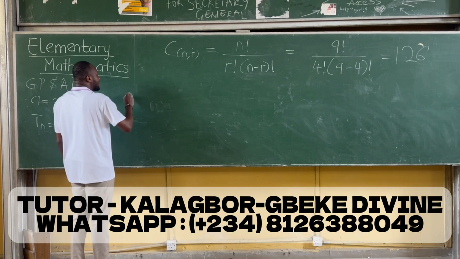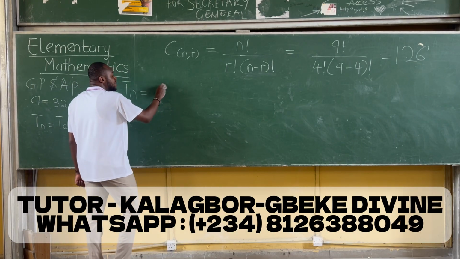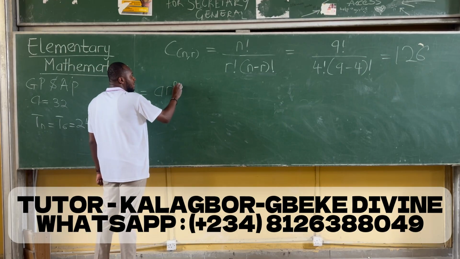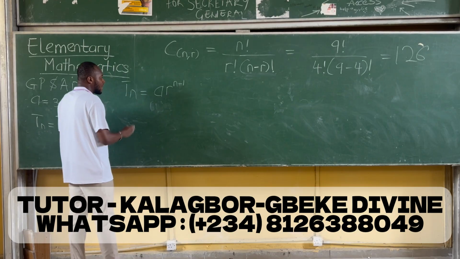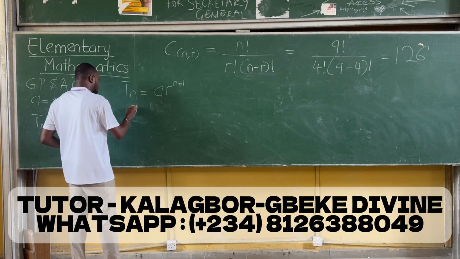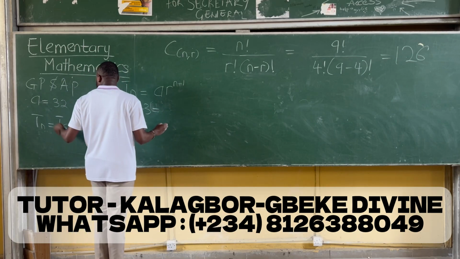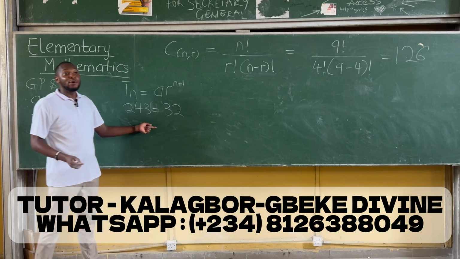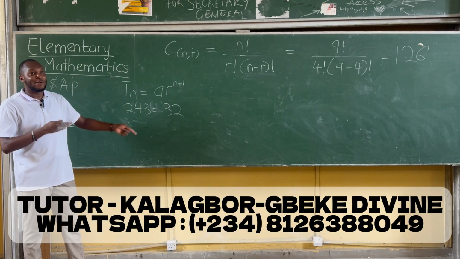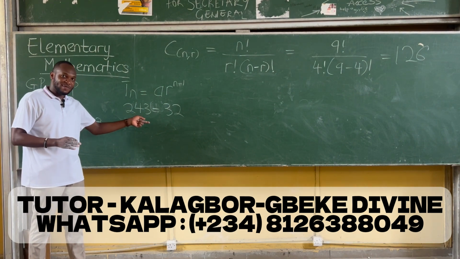Okay. So now we know that Tn for GP is equals to AR to the n minus 1, right? And they gave us T6, right? So T6 is what? 243 is equals to what? 32, right? See how you are using your double, be your formula. For all of you planning to double, I'm not part of it. But look at how you are using to solve this thing.